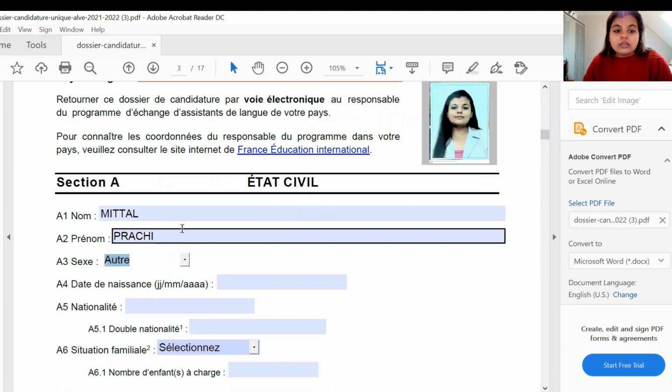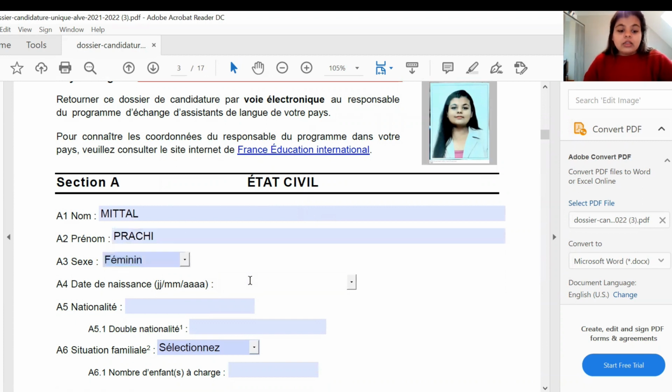then it's feminine, then you write your date de naissance. Guys, please don't forget the correct order. It's jour, then mois, then année. That means date, then month, then year. Then it's your nationality. Then if you have a double nationality, then you can write it. Otherwise, you can leave it or you can write any.